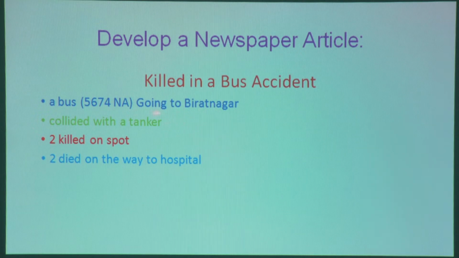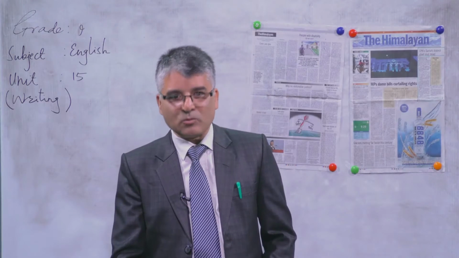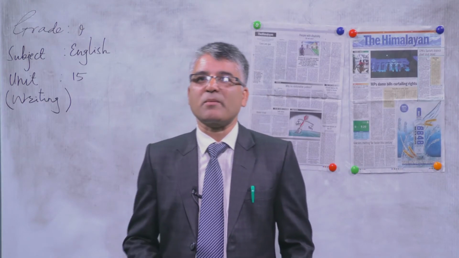And then you can mention the starting point of the bus; you can guess that it is the bus park in Kathmandu. And on the way, from this line, what you can find out is that the bus collided with a tanker, and you can immediately guess two people were killed on the spot and two died on the way to hospital. So from these clues, how can we develop a newspaper article? Let's see.